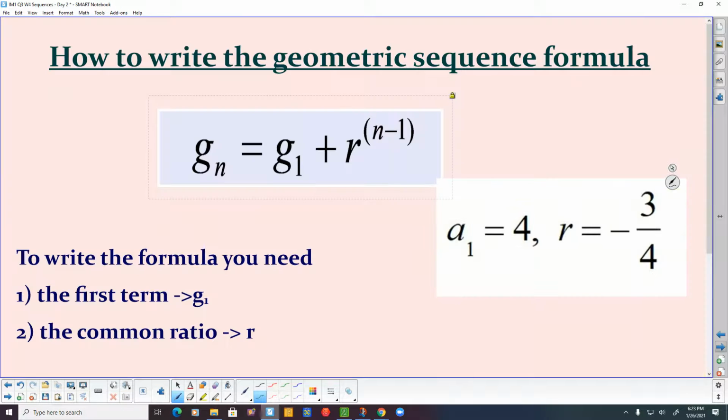Okay, next page. How to write the geometric sequence formula. I'm going to read it to you. Gn equals G1. This plus sign shouldn't be here, so let's get rid of that. That should be times: G1 times R to the n, and this is a power.